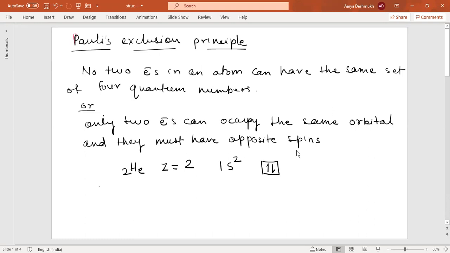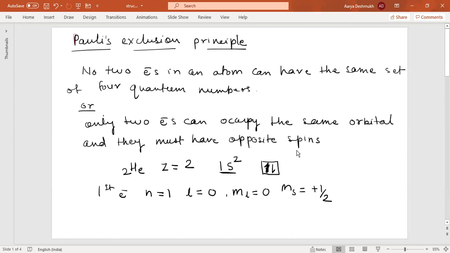The first electron, I am talking about this first electron, will have n equal to 1, since this is the 1s2 orbital. As this is an s orbital, l will be equal to 0. Then the magnetic quantum number, again, would be 0. And this electron is with the parallel spin, so you can write spin quantum number equals plus half.